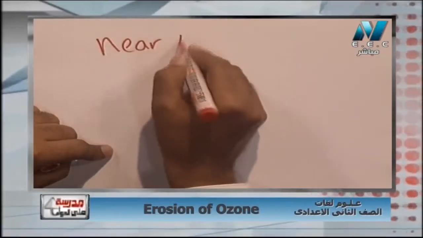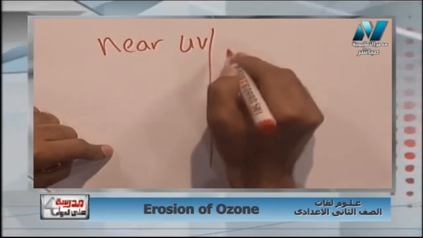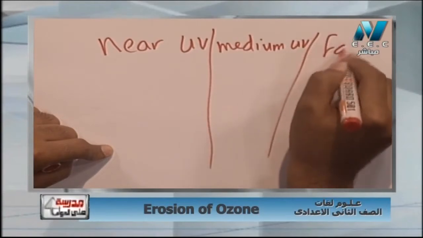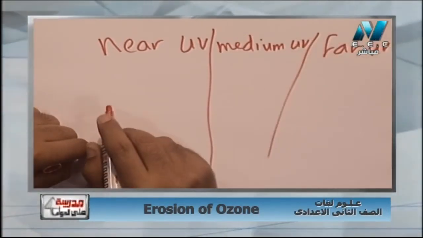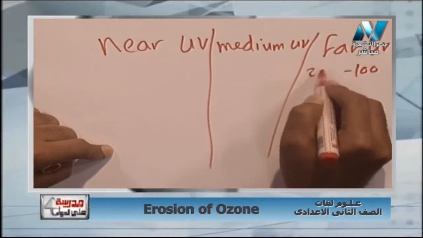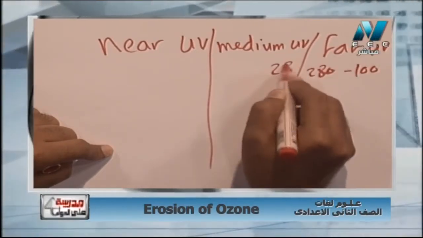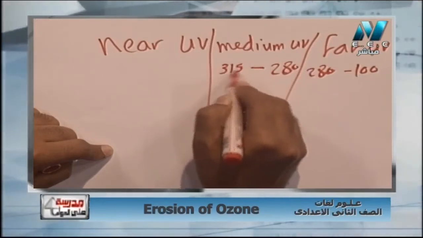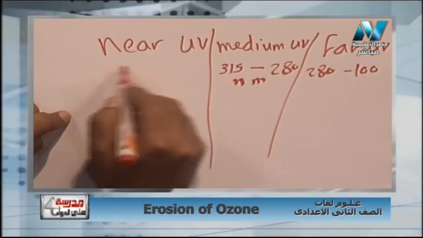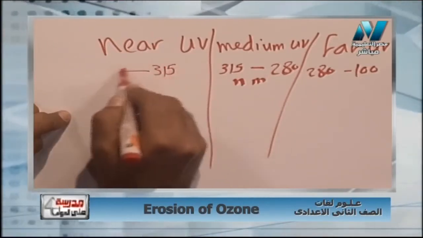Okay. What are types of ultraviolet rays? We have near UV, we have medium UV, and far UV. Far UV wavelength is from 100 nanometer into 280. Medium is from 280 into 315 nanometer. And near is from 315 into 400.